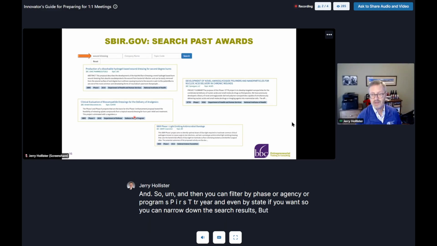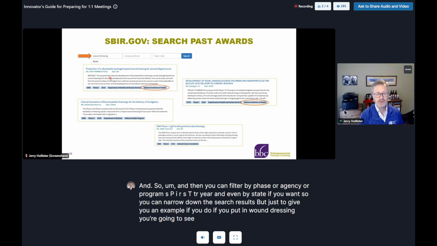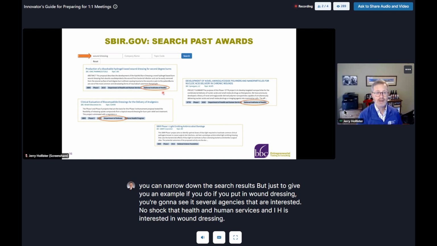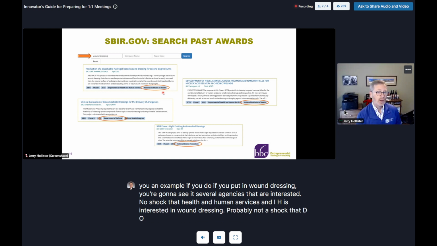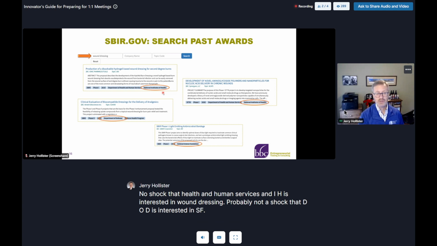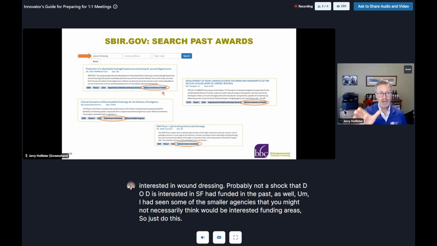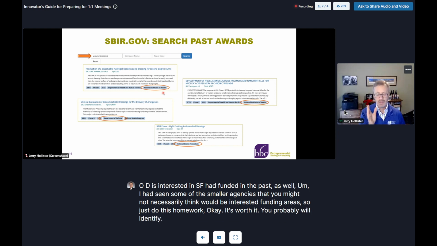But just to give you an example, if you put in wound dressing, you're going to see several agencies that are interested. No shock that Health and Human Services, the NIH, is interested in wound dressing. Probably not a shock that DOD is interested. NSF had funded in the past as well. I have seen some of the smaller agencies that you might not necessarily think would be interested funding areas. So just do this homework, okay? It's worth it. You probably will identify an agency that you weren't thinking of.